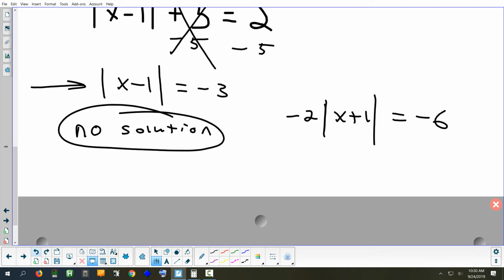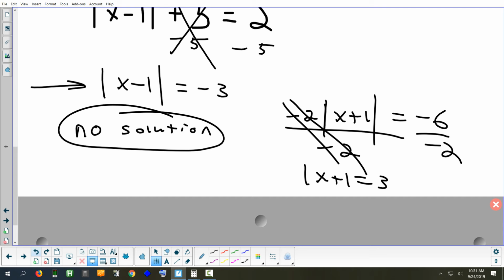Is the absolute value by itself in this one? No. So because the absolute value isn't by itself, your first step is to do this. And now that's gone. And then what happens when you do -6 divided by -2? +3. Now that's a problem you can solve. So get the absolute value by itself and check and see. Okay, if it's negative, I'm done. No solution.